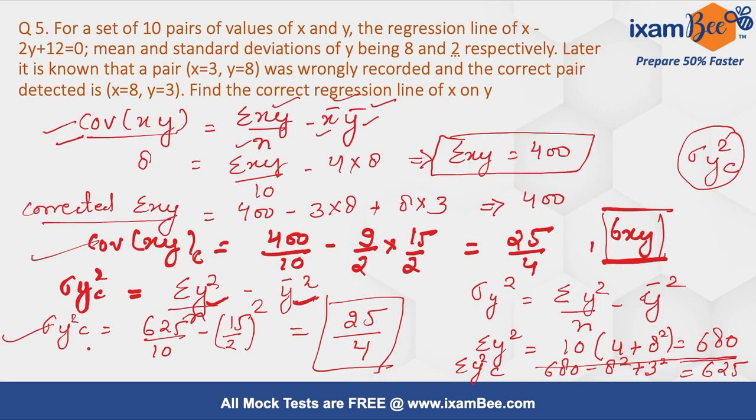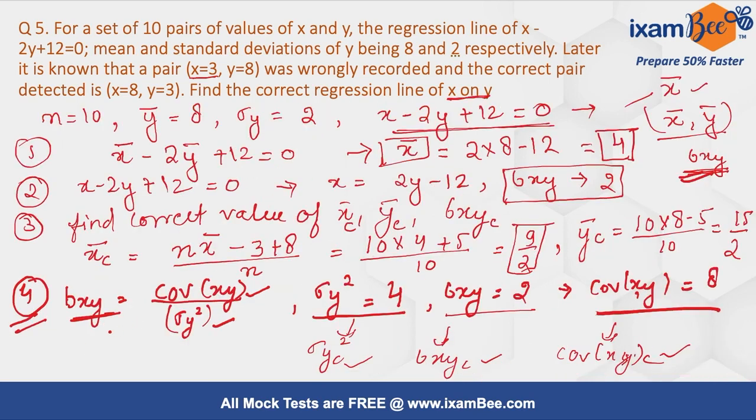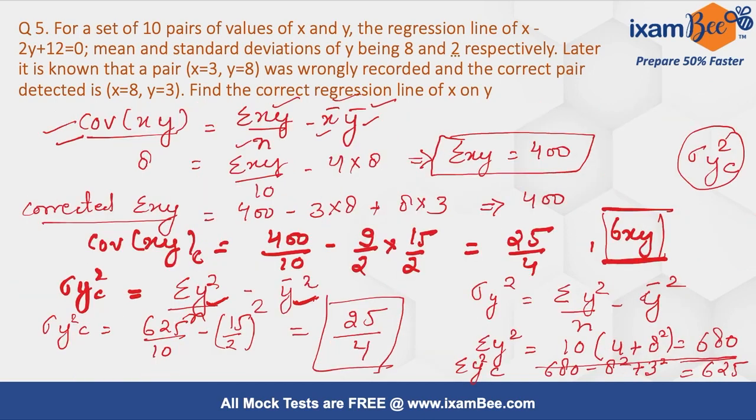Now we have the corrected value for these two. We can find the corrected value for bxy. So it will be 25 by 4 upon 25 by 4. So it will be 1. So now we have all the corrected values.